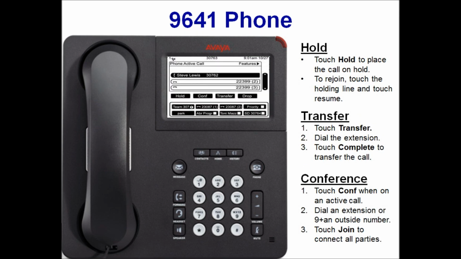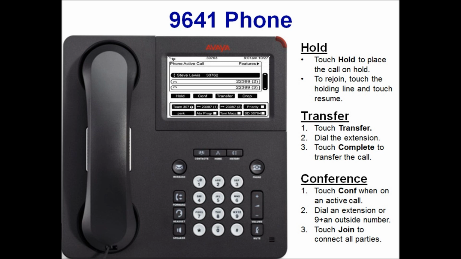To transfer an active call, touch Transfer. This automatically places your current call on hold and you will now have a dial tone to dial the extension number you are transferring the caller to. When you are ready to complete the transfer, touch Complete. You can touch Complete while you are hearing ringing to perform an unannounced transfer, or you can wait until the party answers, privately announce the caller, and then touch Complete to transfer the call. If you need to cancel the transfer for any reason, touch Cancel to reconnect to your original caller.